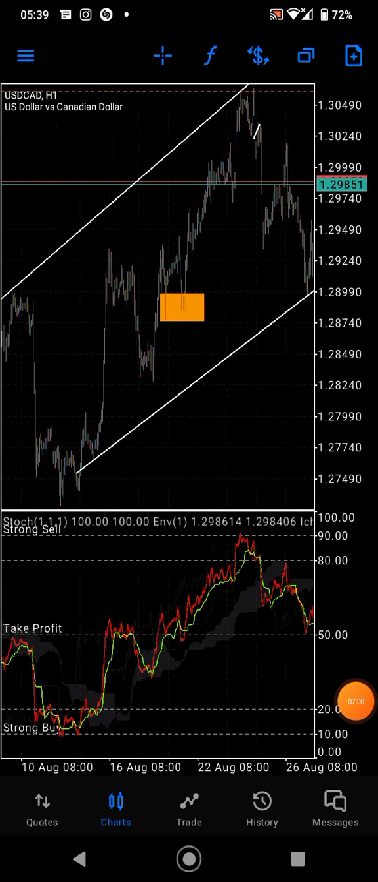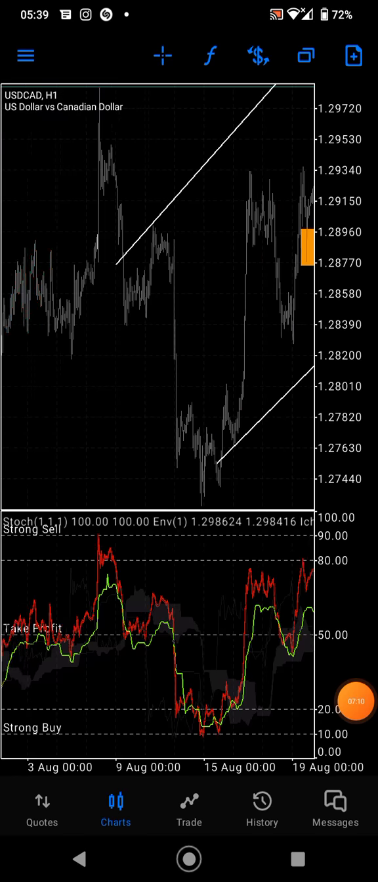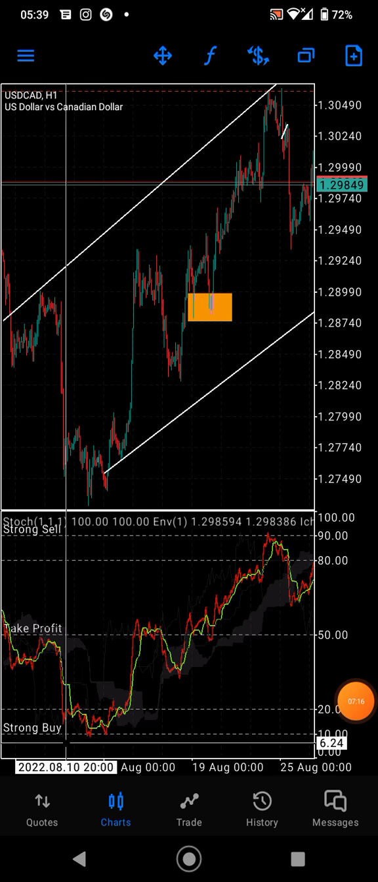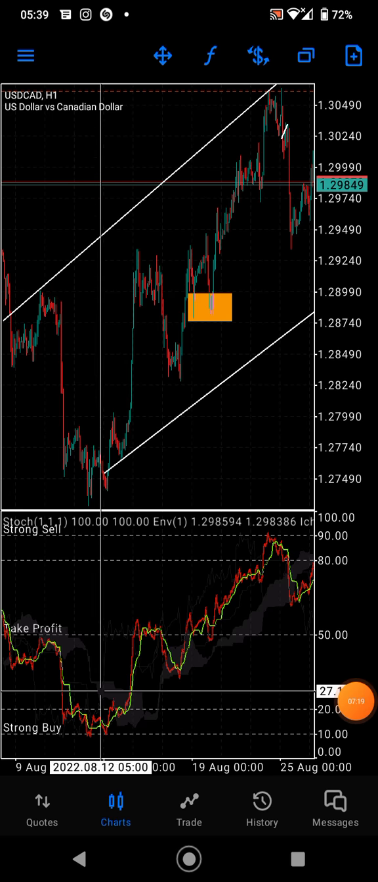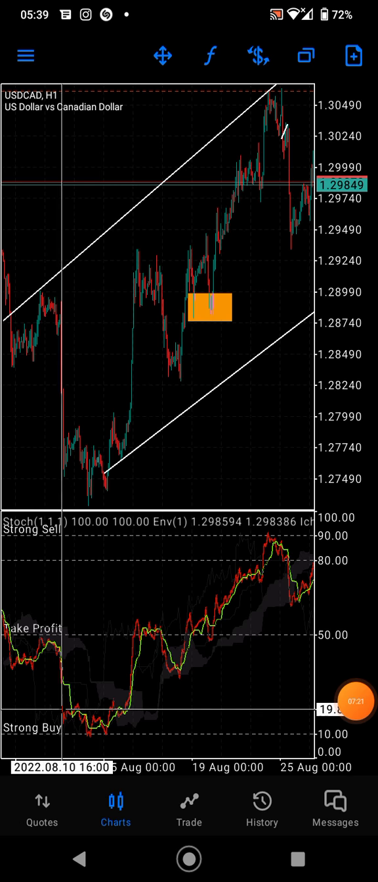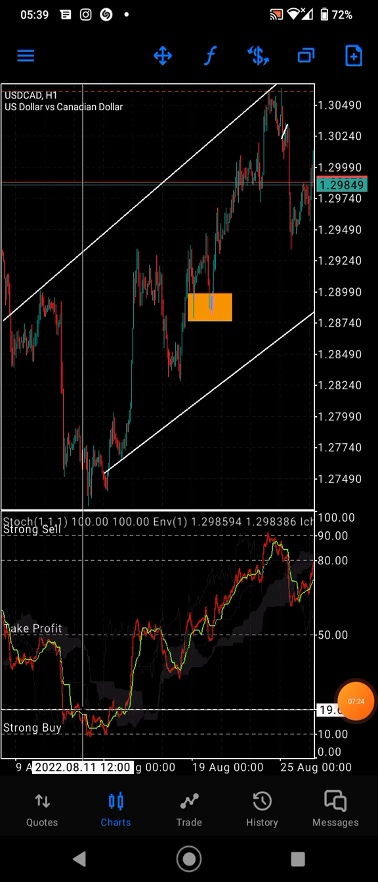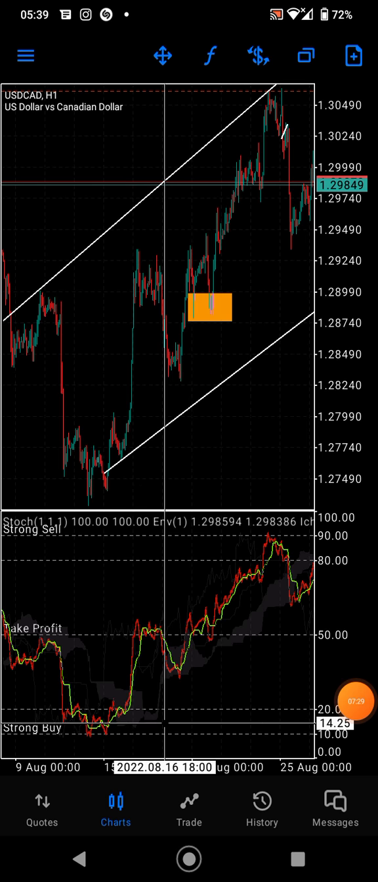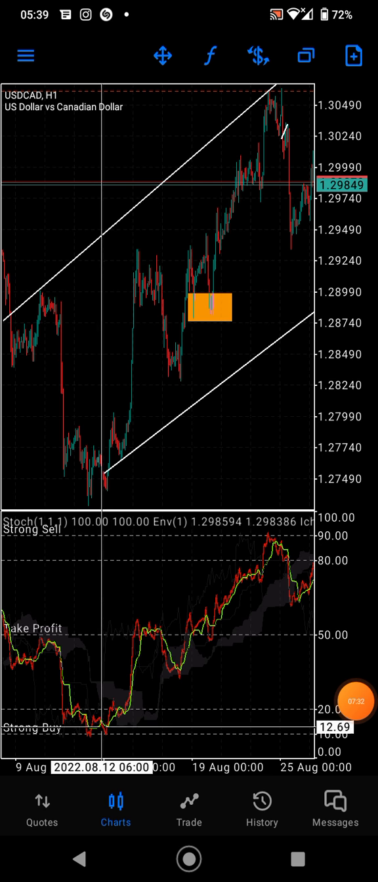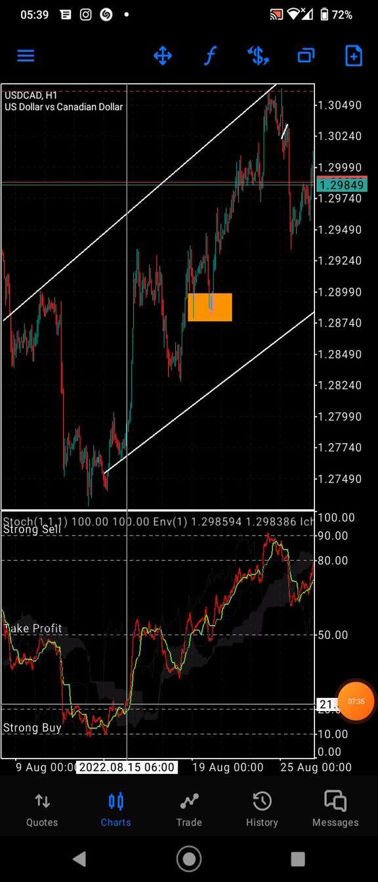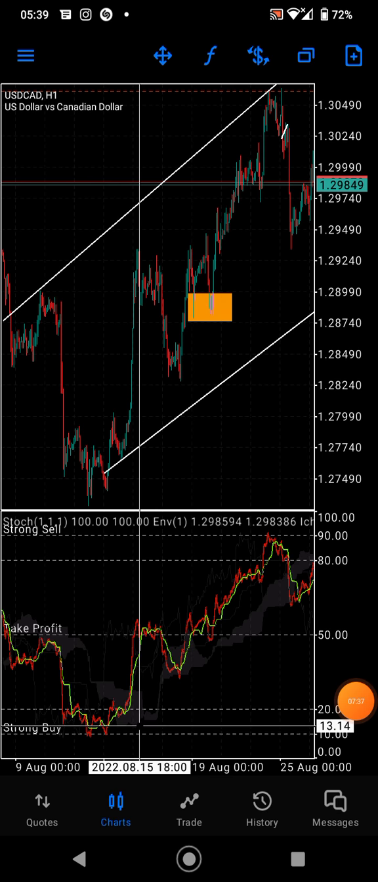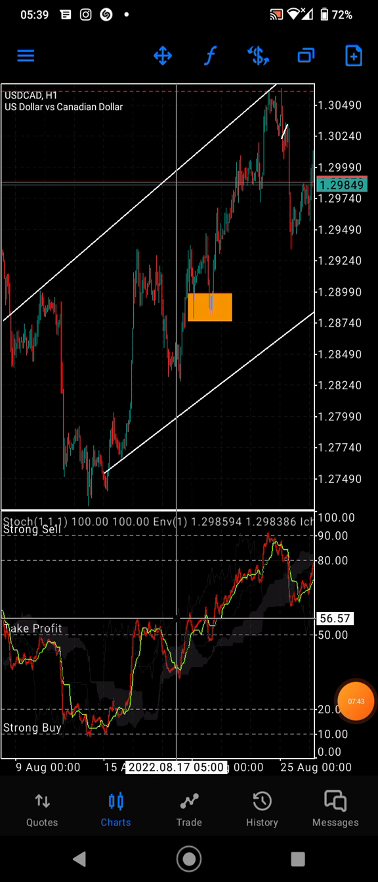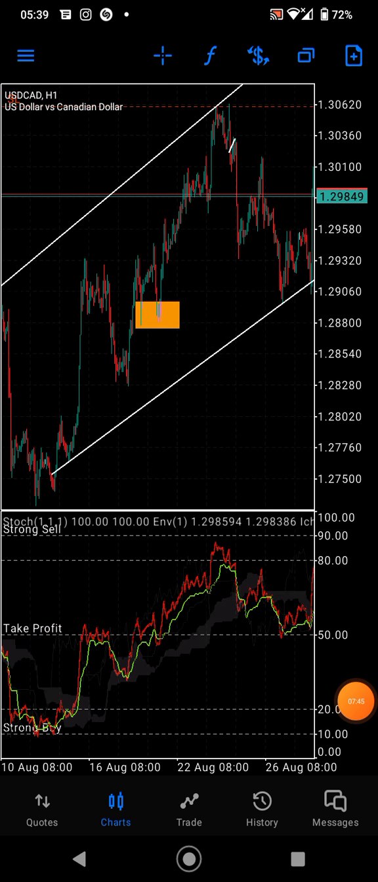You could have still capitalized on this one. The indicator showed us that it was on the strong buy position right here. The red line touched the line that's indicating a strong buy, and the red line crossed the green line, so it started heading upwards, guys.